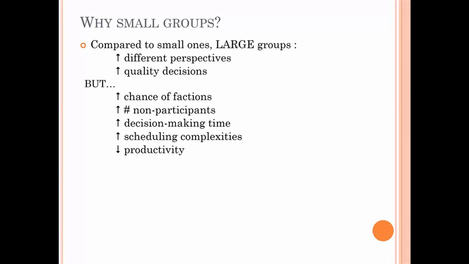So small groups, obviously, you would flip all of these. You have different perspectives, but not as many. You still can get very good decisions, not as quality as a large group, but you're more productive, fewer scheduling complexities, a shorter decision-making time, more people who are actively participating, and a smaller chance of people breaking off into factions.